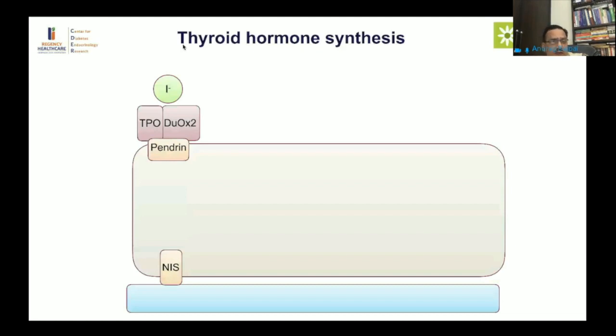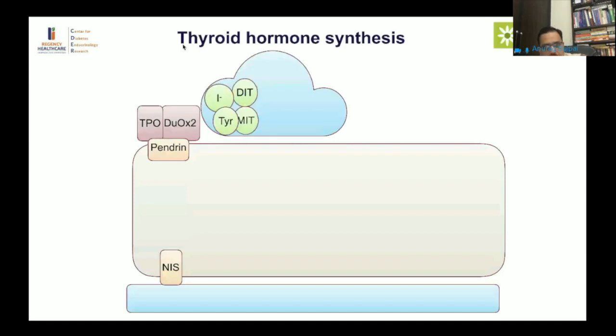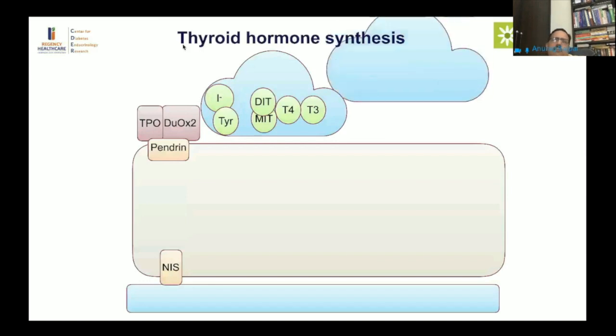This organified iodine then combines with tyrosine to form diiodotyrosine and monoiodotyrosine, which then couple with each other to form T4 and T3. T4 is by far the most important product of the thyroid gland, and most T3, around 80% of it in the body, is actually produced by peripheral conversion. Therefore, if you want to treat an individual with hypothyroidism, T4 is good enough. There is no added advantage of using T3 in this perspective.